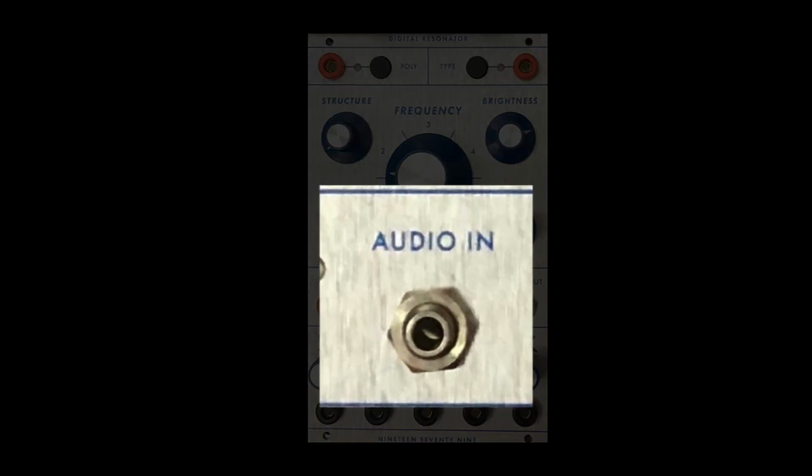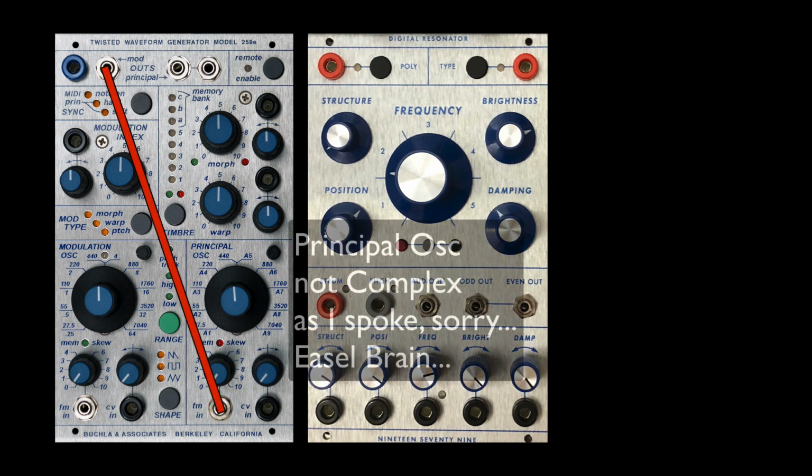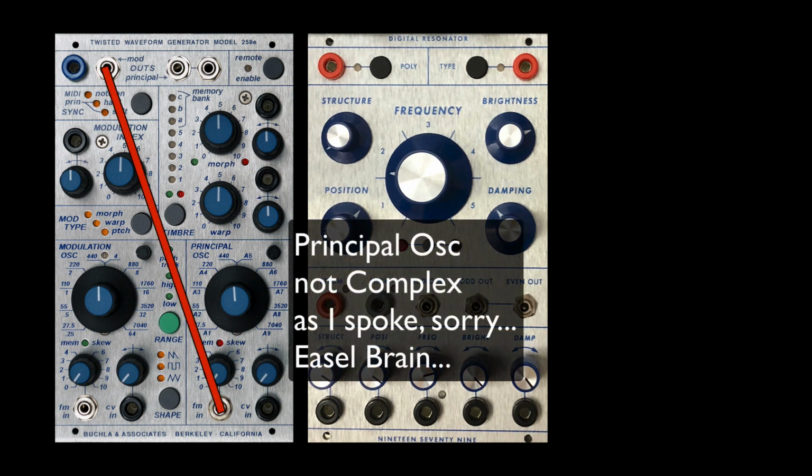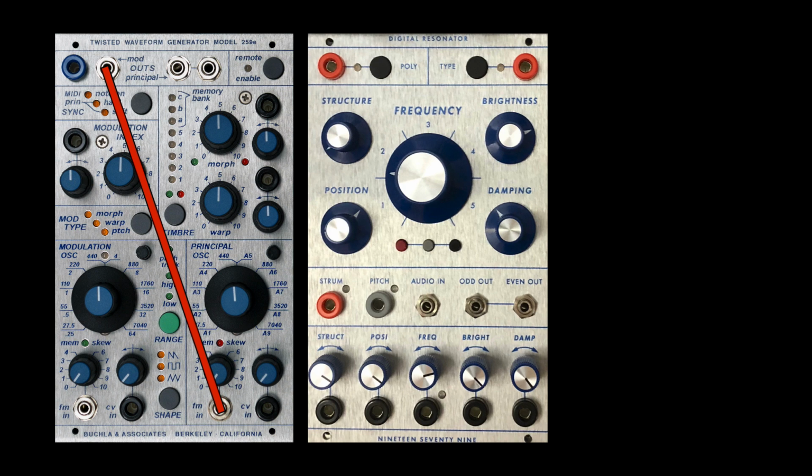I'm going to use audio from the Buchla 259E. This is sort of a fun little thing. I'm sure some of you have done it. If you haven't, I'll leave a link for how to get this. It's basically, I am sweeping the twisted waves of the complex oscillator with a low-frequency sine wave from the modulation oscillator, and you can find all these cool little rhythms. So I'm going to take that rhythm and pop it into the digital resonator. Enjoy.